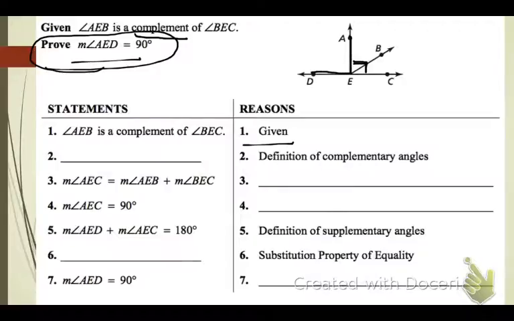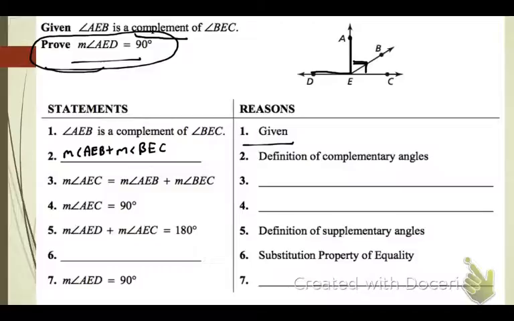So we're going to start with, because angle AEB is the complement of angle BEC, we know that means that the measure of the 2 angles have to add up to 90 degrees. That's what complementary angles mean. And you'll notice our reason was the definition of complementary angles.